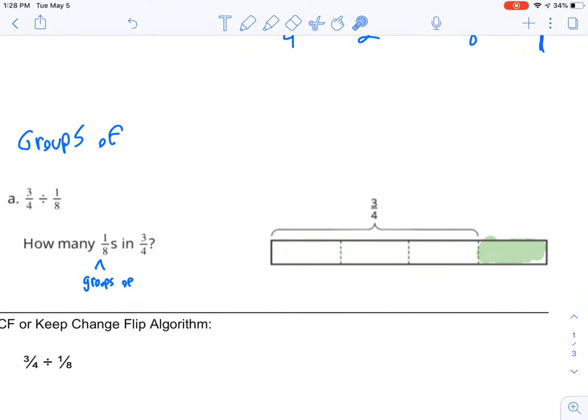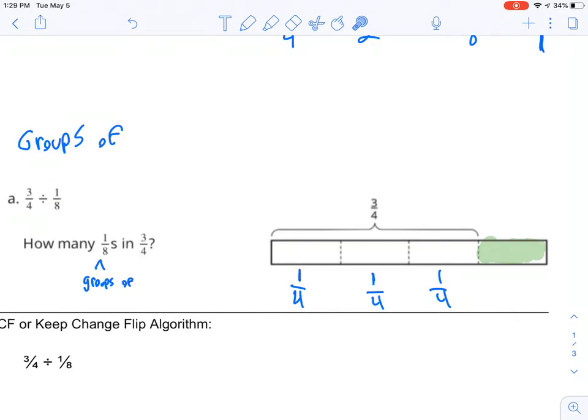But what do we need to figure out? We need to figure out how many 1/8s fit into those 3/4, okay? Well, what do we know, okay? We know that each of these is 1/4, right? How do we know that? Well, because we have 3/4 all together, and each of these is 1/4. But how many groups of 1/8?